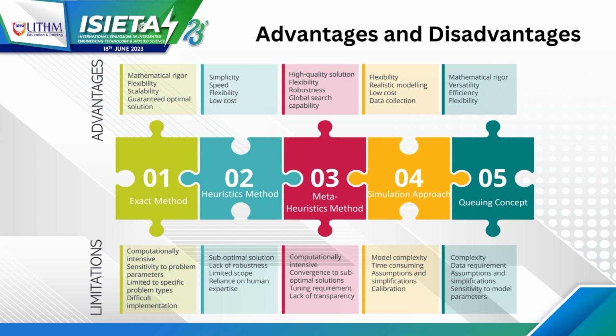Meta-heuristics can provide high-quality solutions to complex problems and are robust against unexpected disruptions or changes in the production process. In spite of that, they may converge to suboptimal solutions and require parameter tuning and experimentation. The simulation approach allows realistic modeling of the production line and is less expensive than physical experimentation. Despite that, it can be complex and also time-consuming.